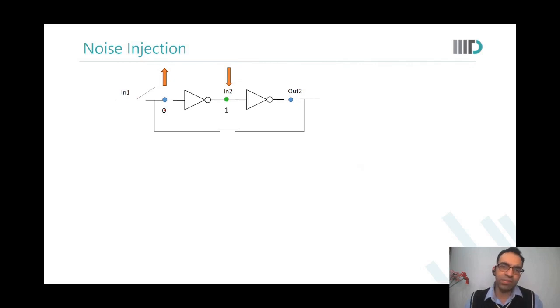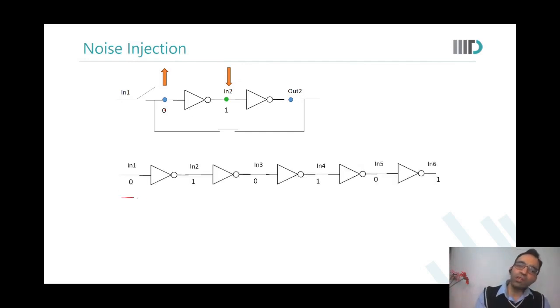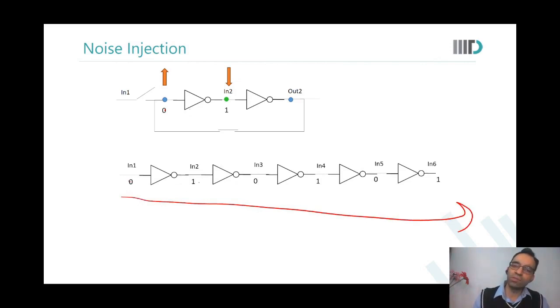Yes, sir. Is this the right assumption? This is the worst case for the latch for noise injection? So now, is it okay if I say that this latch is essentially a long chain of inverters which are storing 0, 1, 0, 1, 0, 1, 0, 1? Can I say it like that?